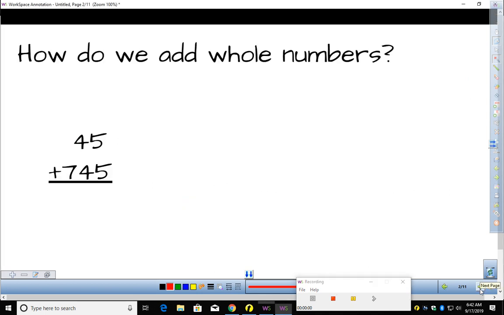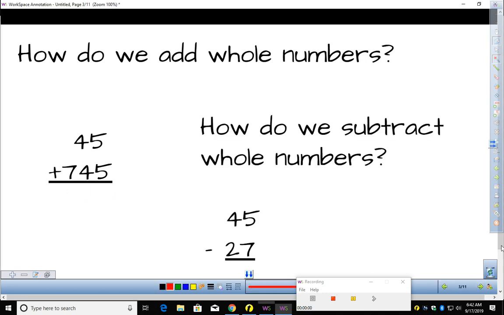Just as a general review, take a moment and see if you can add this problem. Pause the screen, try it somewhere, try it in your head, see what you get. If you were to tell me that 5 plus 5 is 10, and you carried your 1 to the next place value, then once I have 10, I need the second place value. 4 plus 4 plus 1 is 9, and 7 plus nothing is 7. If you were to tell me that was 790, you're in a good place so far.